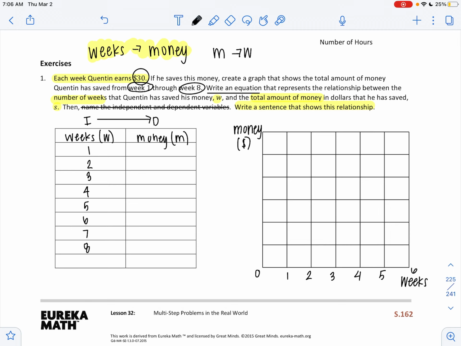Now, I know that each week Quentin earns $30. That's all the information that I need to fill out the table and the graph. Don't forget that your graph needs a title. And don't forget that once you complete your table and your graph, you also need an equation. And you need a full sentence to describe the relationship. For an example of an equation in a sentence, you can go back to the example we did at the start of class.